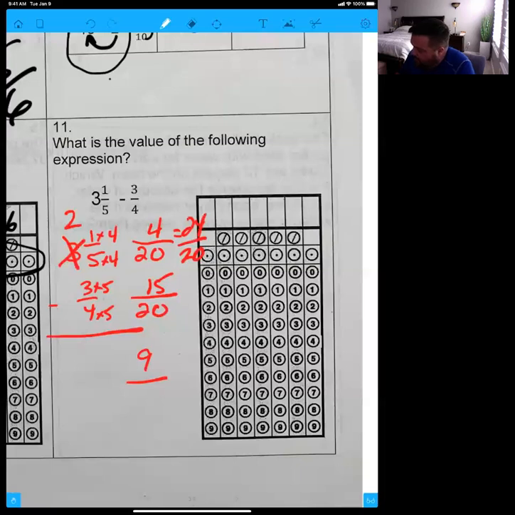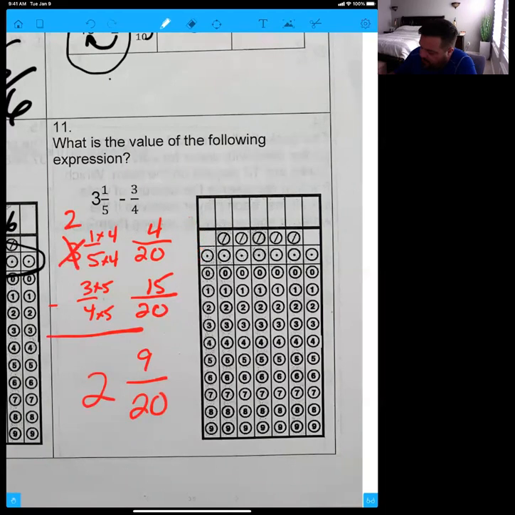Wait, what did I do here? What did I do? 20ths. Oh, I messed up on my paper over here. Never mind, ignore me. So 2 and 9 20ths would be your answer.